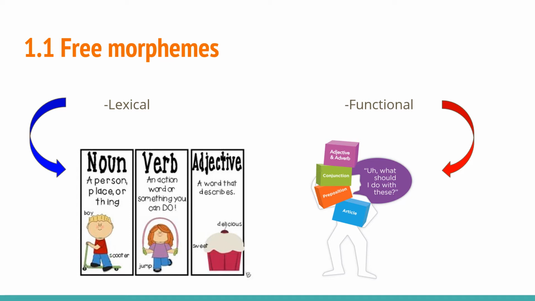Functional morphemes, on the other hand, are all other free parts of speech like articles, prepositions, and pronouns. An example would be a, the, and, but, and she. These are known as closed class as we can't add bound morphemes to them to make new words.